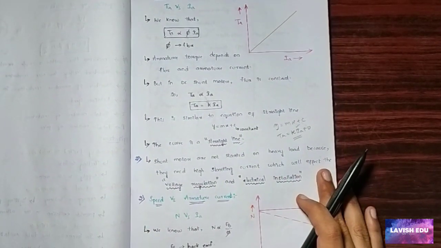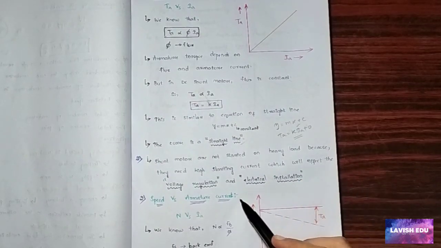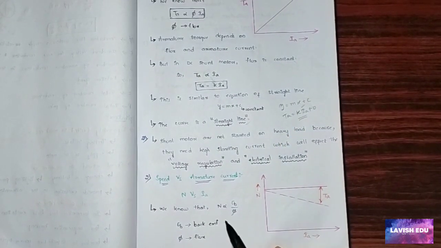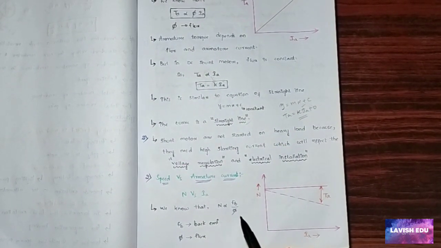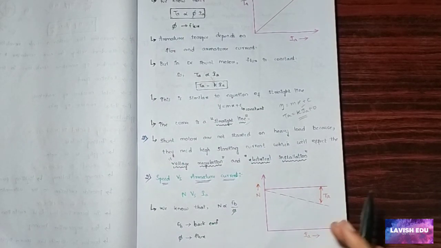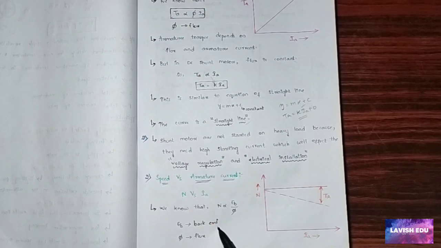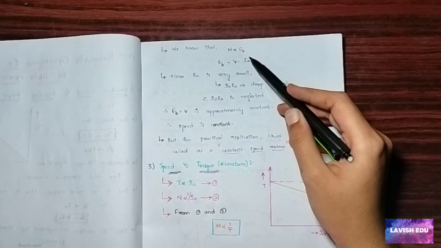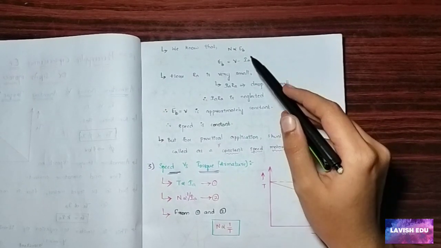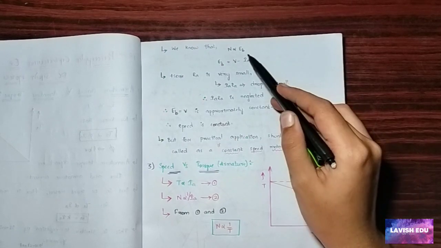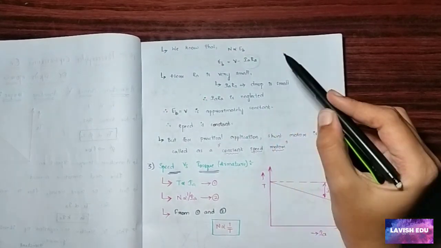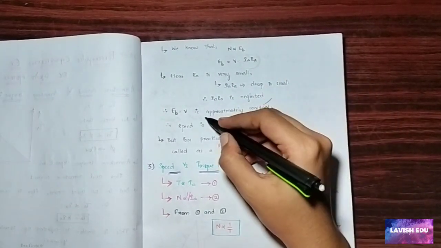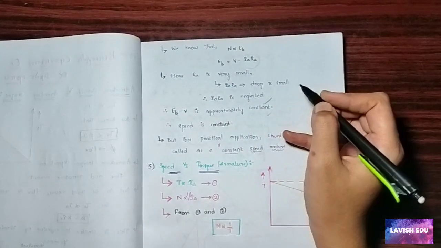Now, secondly, we will see the characteristics of the speed and the armature current. We know the formula N is directly proportional to Eb by phi, where Eb is the back EMF and phi is the flux. And N is directly proportional to Eb, where Eb is V minus Ia Ra. Here, Ia Ra is quite a small value, so we will neglect it. So Eb equals V, which is approximately a constant value.